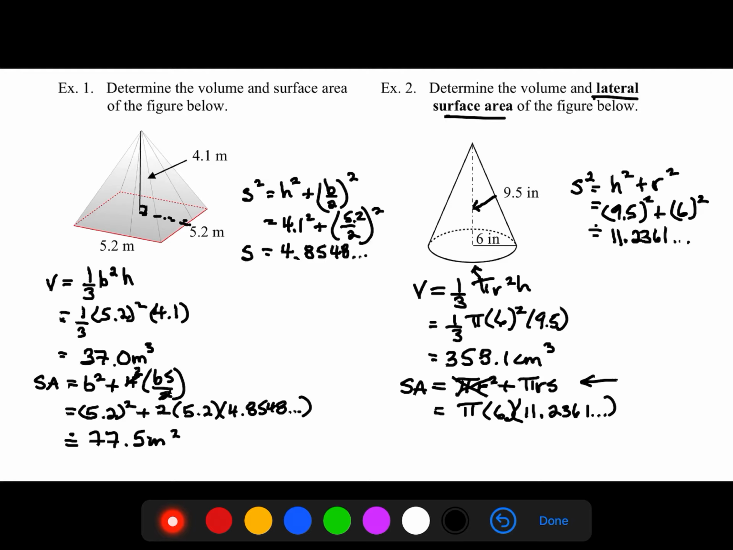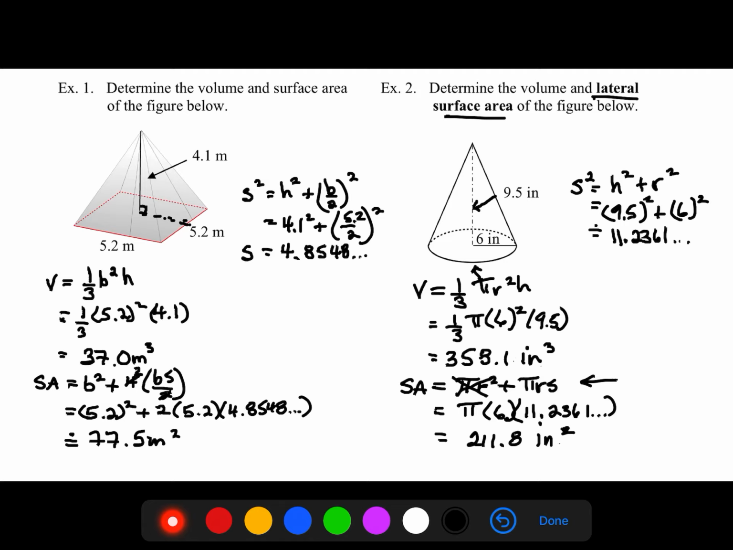So keeping as many decimal places as we can, we're going to now sub that into our formula. And again, if we still have that number in our calculator, we're going to use that whole number and multiply by pi and multiply by 6. And when we do that, we should get 211.8, and this should be in inches.